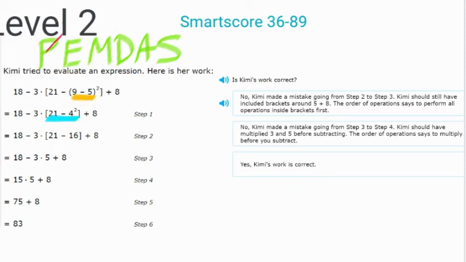So we are done with the parentheses. And I don't see any exponents anymore, so we're done with that. So now we're either looking at multiplication and division. Remember, they should be doing that with the leftmost first. So ask yourself, did they do that going from step 3 to step 4? Did they multiply?